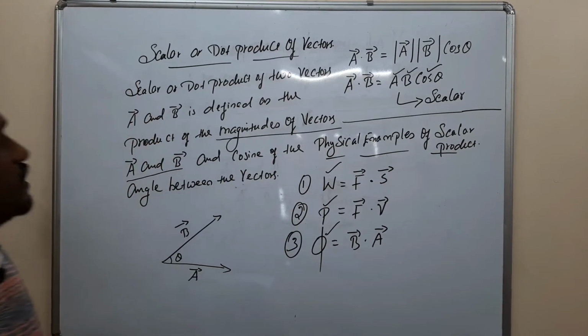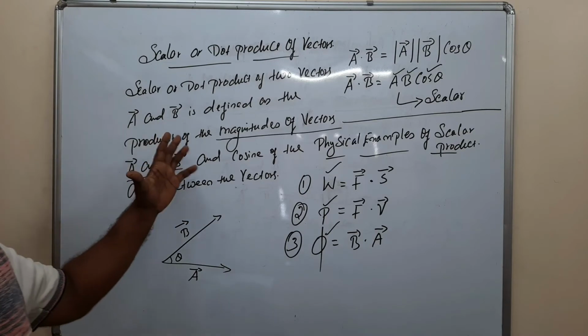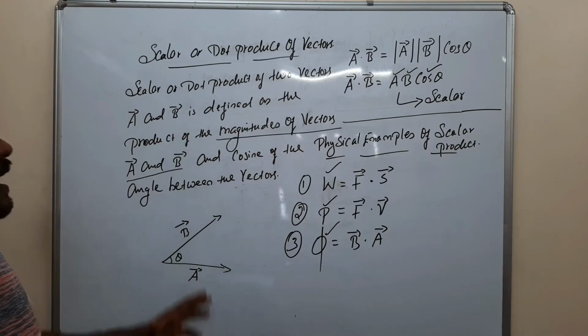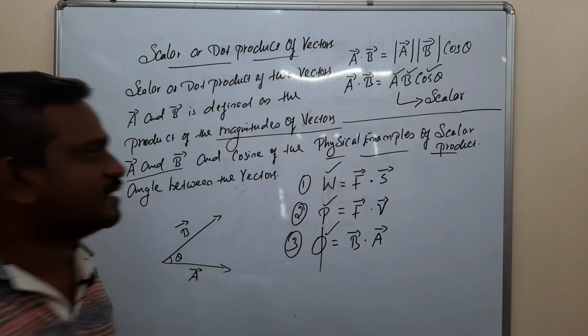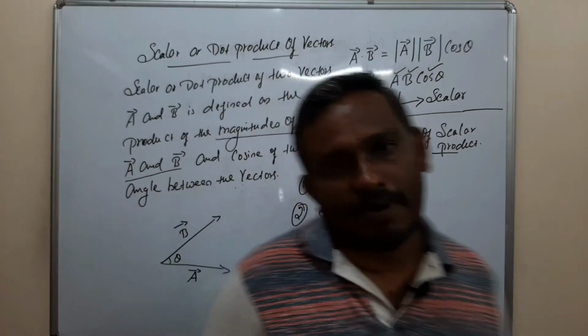These are some of the physical examples of the dot product. So understand what is meant by scalar product, how we can do the scalar product, and what are the physical examples of scalar product.